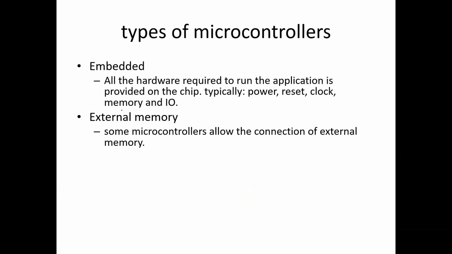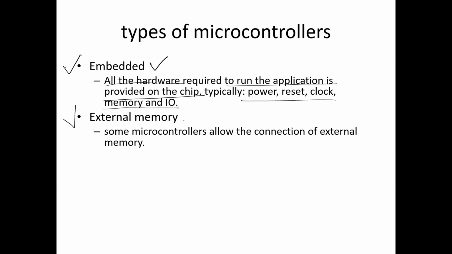There are two types of microcontrollers available. One is the embedded microcontroller, and one is the microcontroller with external memory. So what is the embedded microcontroller? All the hardware required to run the application is provided on the chip. What is the meaning of that? That means all components needed to run the application must be included in this microcontroller. In this case, it is called an embedded microcontroller.